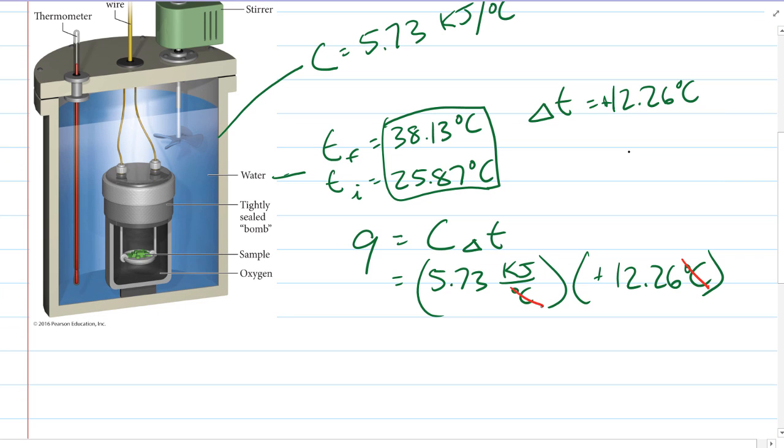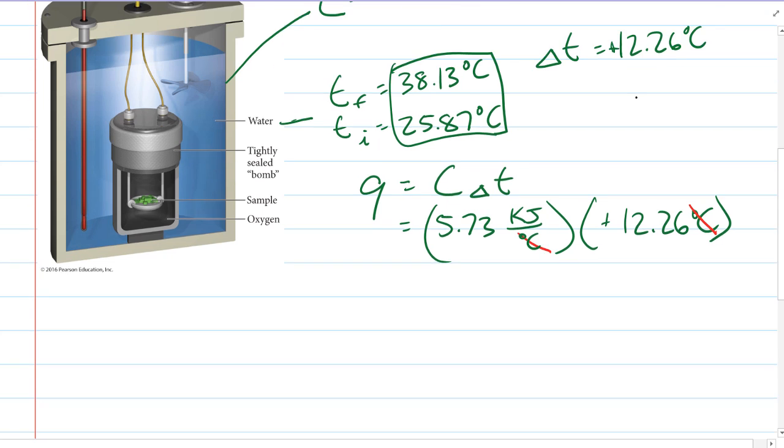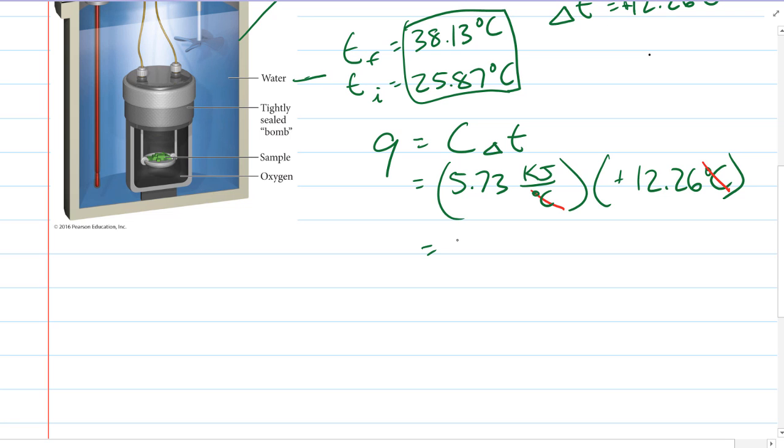Units of degrees Celsius are going to cancel out. And that tells us that the Q value is going to be equal to 5.73 times 12.26. We'll carry along a couple extra digits. It looks like this would have a value of 70.250, and the label is going to be kilojoules. Of course, this would really only be good out to 3 significant figures, but we'll carry along a couple of extra digits for right now.